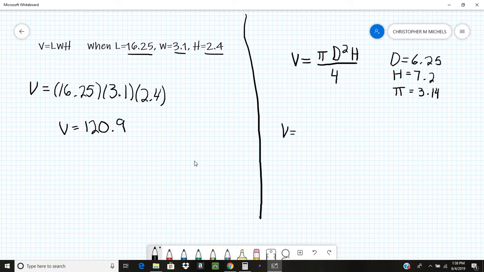You have volume equals, substitute 3.14 for pi, so 3.14 times d squared, so that's 6.25 squared, times 7.2, and this is all over 4. Okay, so now what you do, 6.25 squared, or now we look at this. Sorry, I kind of got ahead of myself there. So now basically all this is an order of operations problem.